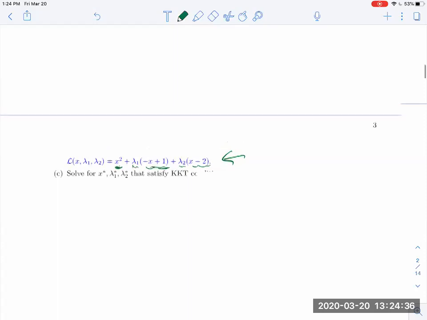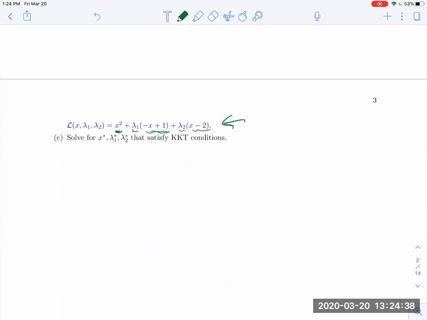So now that we have the Lagrangian, we want to solve the KKT conditions. But what are the KKT conditions? Can everyone help me with writing the different things to check for KKT conditions? Let me start out with the first heading. I want stationarity. What is the stationarity condition of KKT? Can someone help me with that? So you have seen KKT before, right?